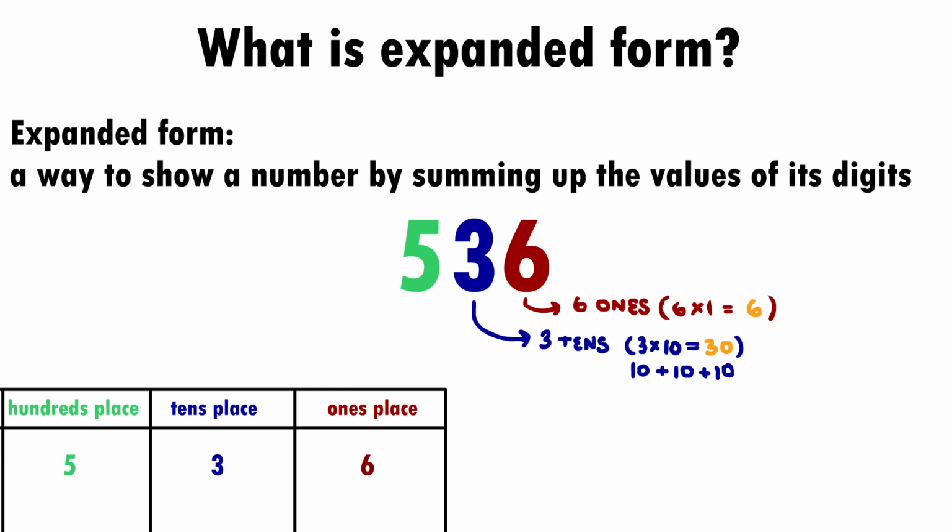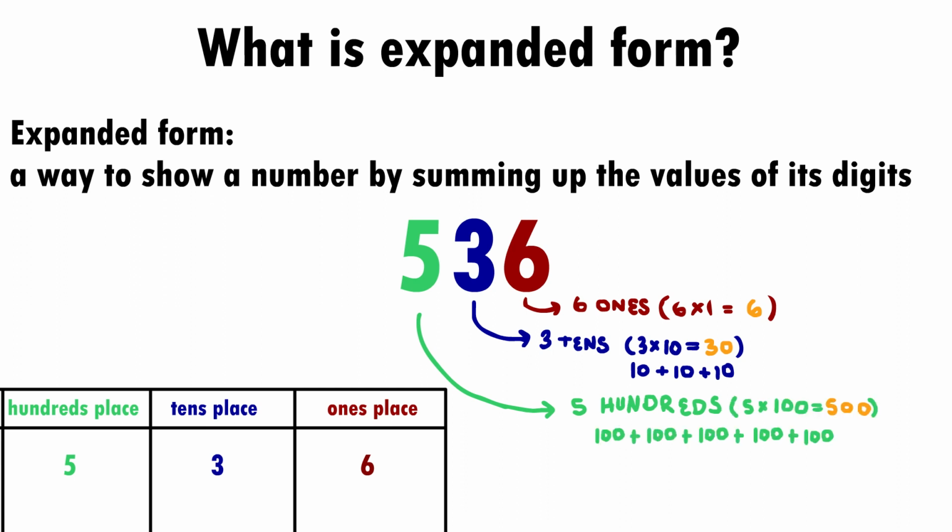Lastly, we have 5. 5 is in the hundreds place. This tells us that we have 5 hundreds, or 100 plus 100 plus 100 plus 100 plus 100. This is the same thing as saying 5 times 100, which is 500. So because we are summing up the values of the digits, and we just found the values of the digits for 536, let's continue. We can write 536 in expanded form by writing 500 plus 30 plus 6.